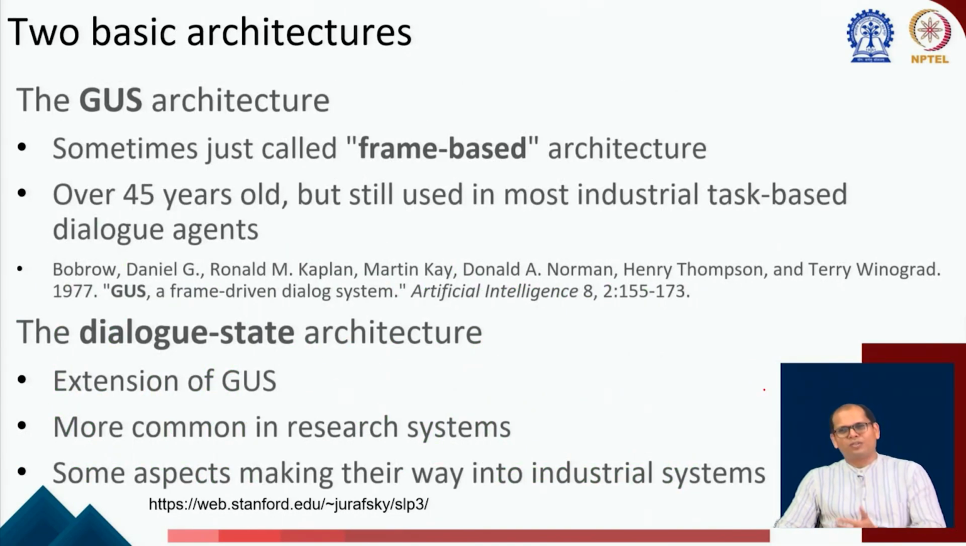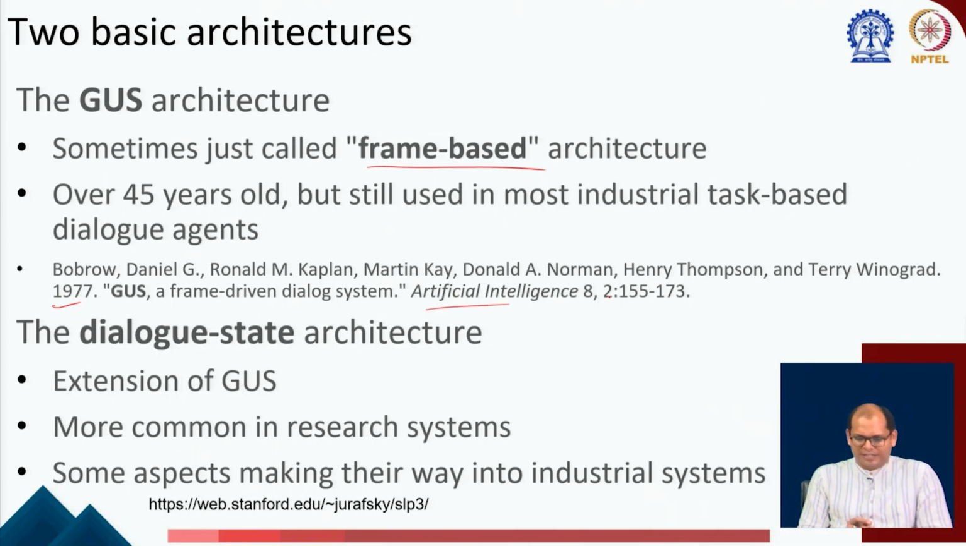But how does this whole control flow happen? So what do you want to do at a particular stage of time? So there are two main architectures. We talked about GUS architecture. So this is also known as frame-based architecture. This was proposed in 1977 in this AI paper, but it's still very prevalent in the industrial setup, because this is giving a very clear idea on how you build your domain ontology, you build your frames, and how you understand what the user is asking, the intents, and how you respond, right?